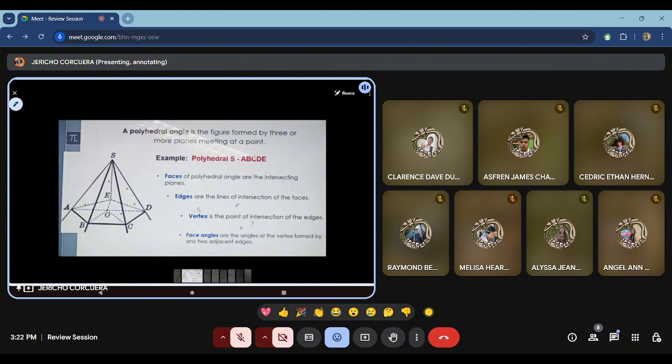And then the edges are the lines of intersection of the faces. So we have SA, SB, SC, SD, SE. Those are the edges. And then we have here the vertex, which is the point of intersection of the edges, and that is a point of intersection. Polyhedral angle, intersecting planes. We have the polyhedral angle as ABCD.